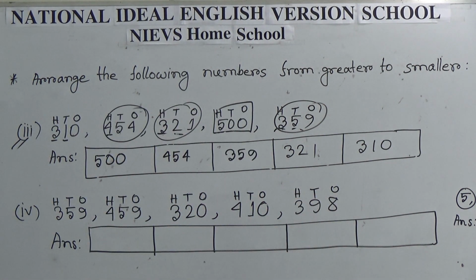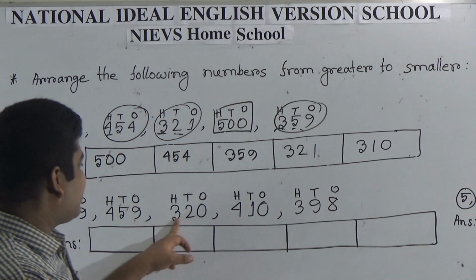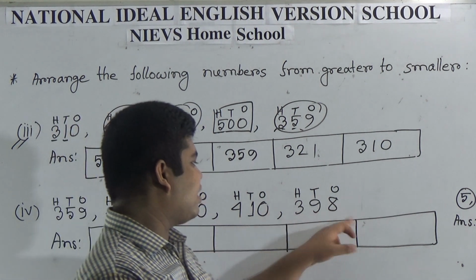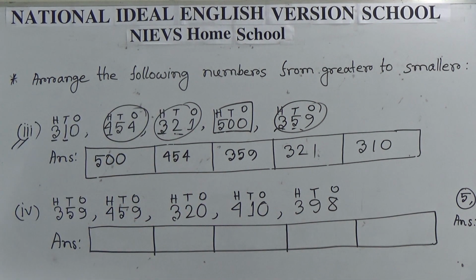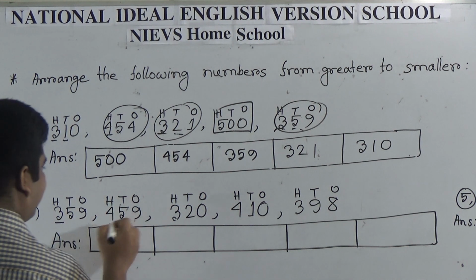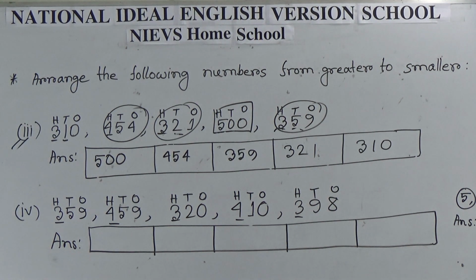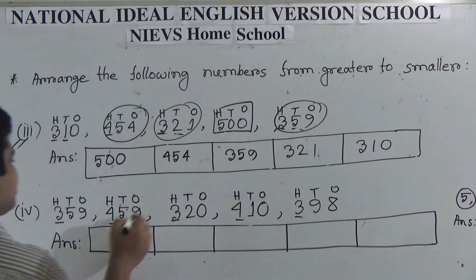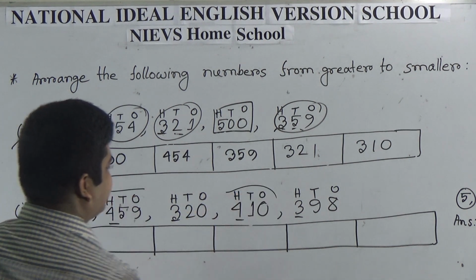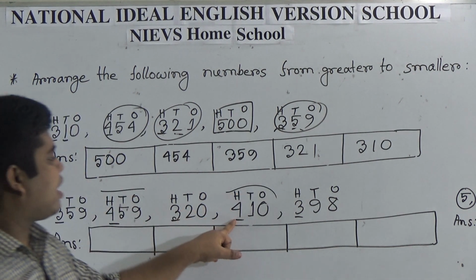Now, my dear students, at first we notice the hundred place digit of the numbers. Here the numbers are 359, 459, 320, 410, 398. From these numbers we notice the hundred place digits are 3, 4, 3, 4, 3. So, 4 is greater than 3. So, we consider these two numbers, 459 and 410.